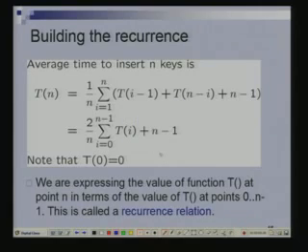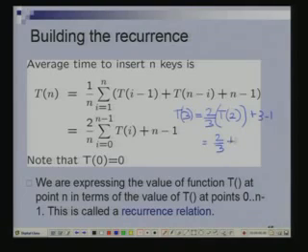If you are not convinced so far, let us also compute t of 3. t of 3 will be 2 over 3 times t of 0, which is 0, so let me ignore that, t of 1, which is also 0, let me ignore that, t of 2, which is non-zero, so let me leave that around, plus n equals 3, 3 minus 1. t of 2 was 1, so this becomes 2 over 3 plus 2, which is 2.66, which is exactly what we computed. You can now use this recurrence to compute any t of i.